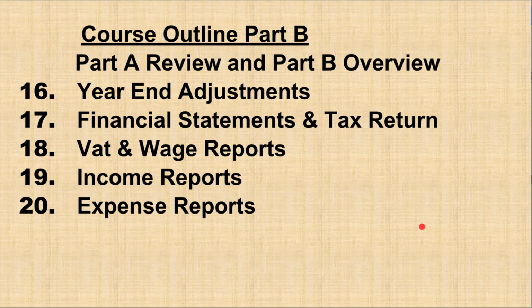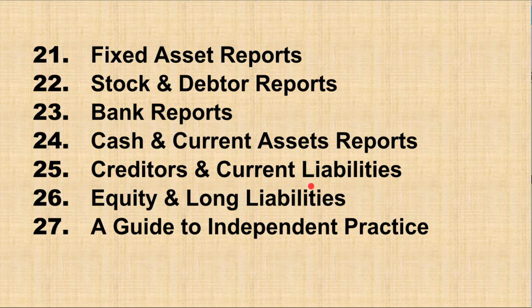Now, Part B focuses on year-end procedures and finalization of accounts. We start by getting a quick review of Part A and a general overview of Part B. Chapter 16 looks at year-end adjustments. Chapter 17 looks at financial statements and the tax return. 18 looks at VAT and wage reports. 19, income reports. 20, expense reports. 21, fixed asset reports. 22, stock and data reports. 23, bank reports. 24, cash and current asset reports. 25, creditors and current liabilities. 26, equity and long-term liabilities. And finally, we provide a guide to independent practice.